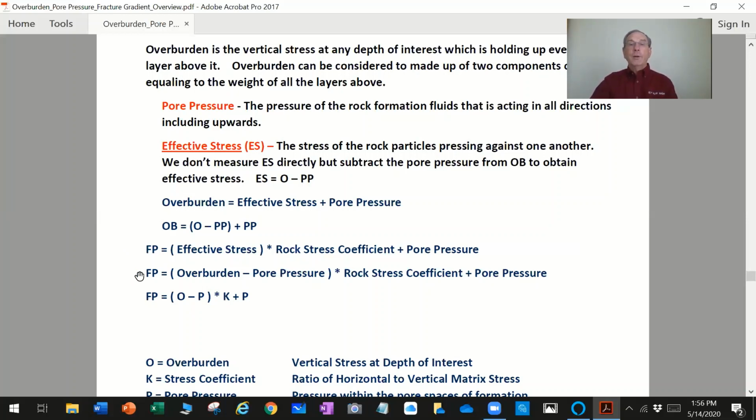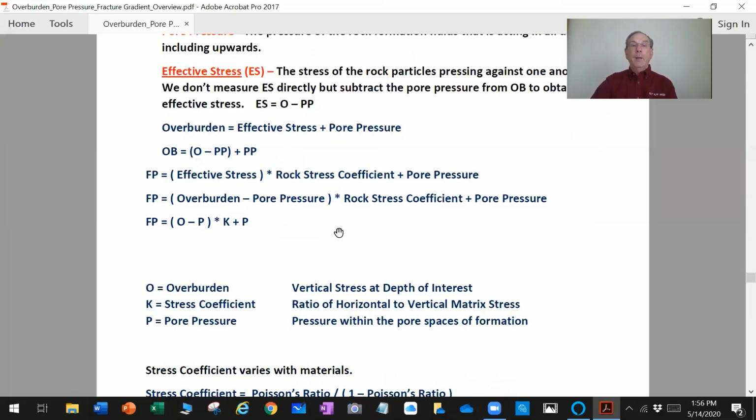So the fracture pressure equation that we use is going to be overburden minus pore pressure times a rock stress coefficient, that gives us the horizontal stress due to the matrix stress, plus adding the pore pressure back in. So pore pressure is always acting in all directions. So then the final equation we use for calculating fracture pressure is overburden minus pore pressure times this stress coefficient, which we call K, and then adding back in the pore pressure again.